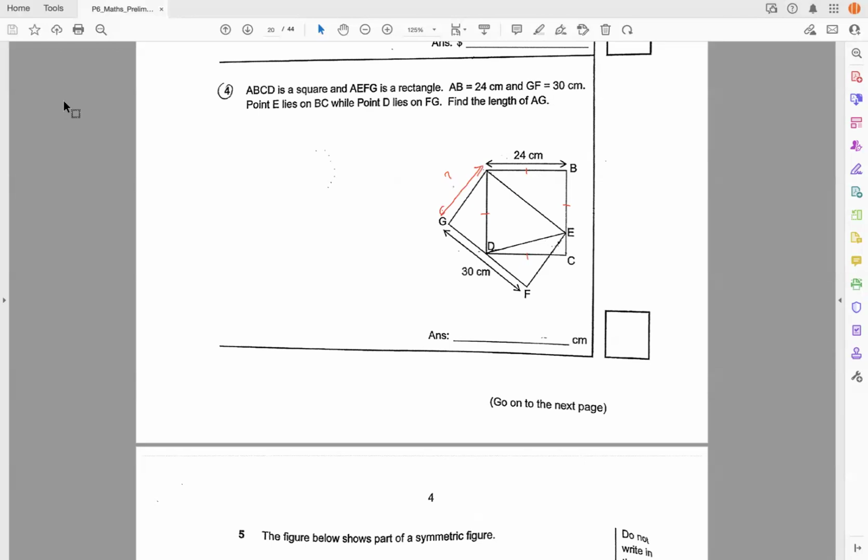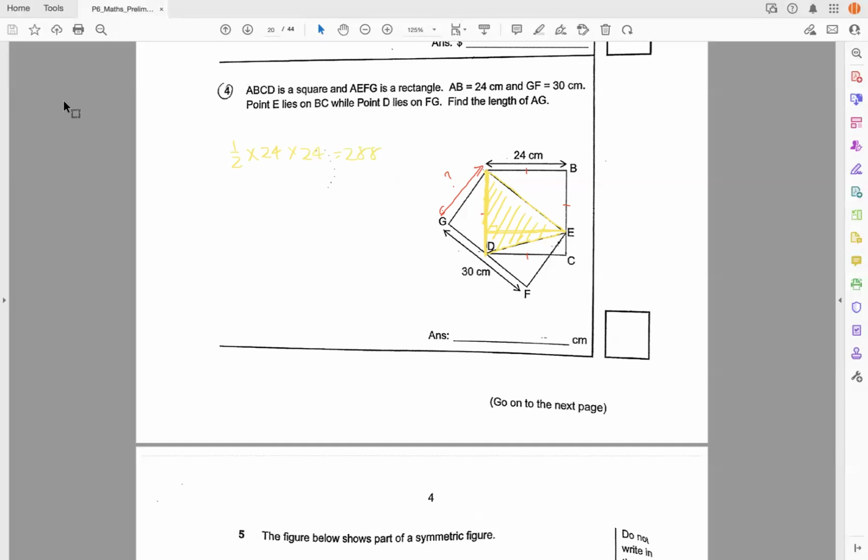Now, take a focus on this triangle. Focus on this triangle, okay? The area of this triangle is half times base times height. The base will be here, right? Okay, this is the base. The height will be here, which is also 24, right? So area of this triangle is half times base times height. You get 288.